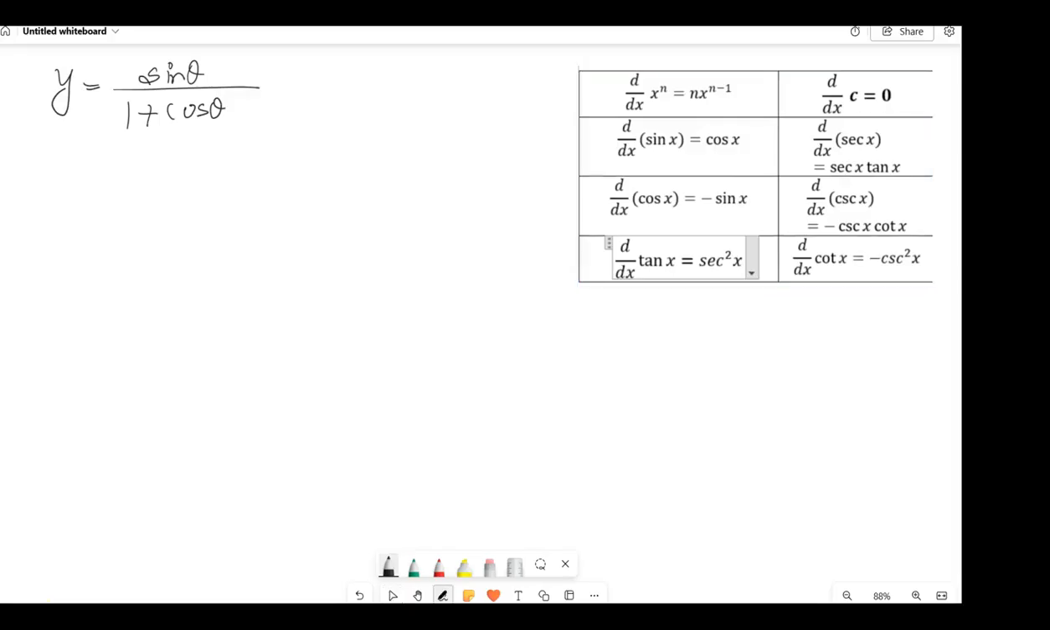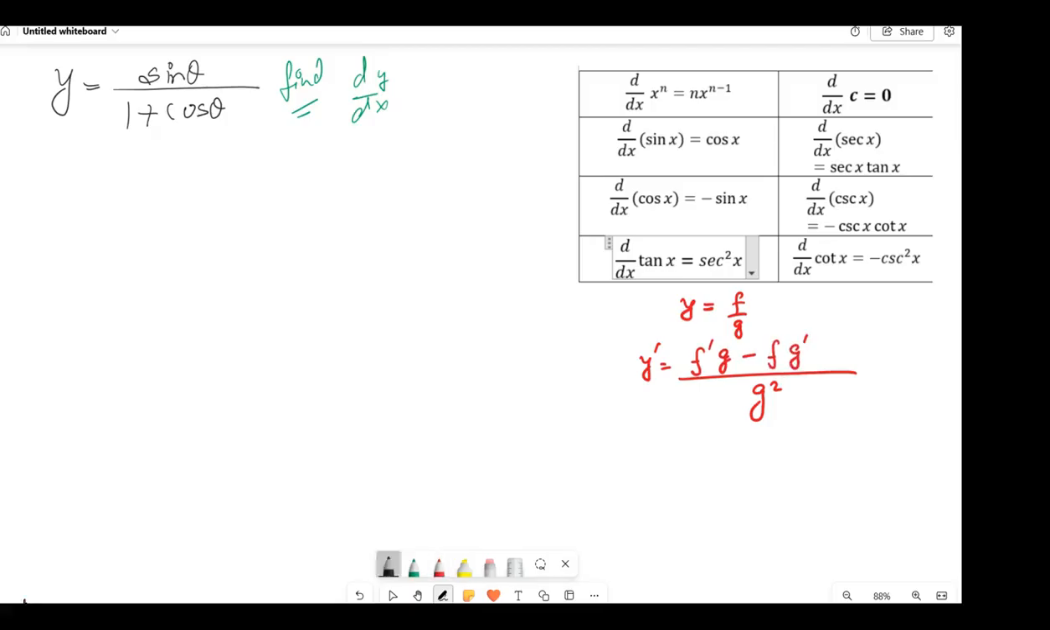Let's do one more example. Y is given to be sine theta divided by 1 plus cos theta. You need to find dy by dx. That is your problem. Now this y is a quotient, so I'm going to write your quotient rule here on the side. If we have y is equal to f by g quotient, then the derivative is denominator square, numerator as is, derivative of numerator times denominator minus numerator as is, derivative of the denominator.